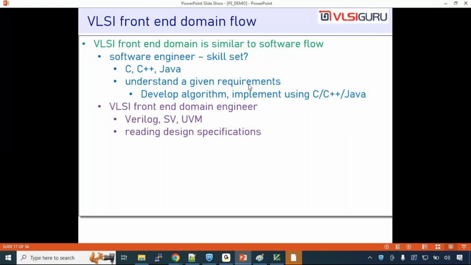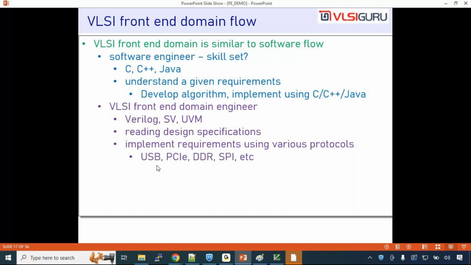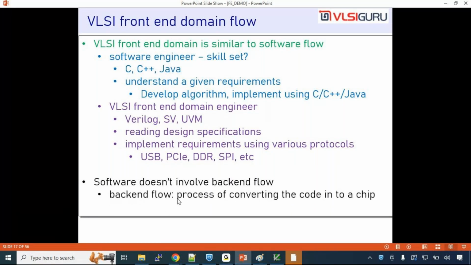In software, they understand the requirements. Here also, you read the specifications, understand the requirements, and implement them using various protocols like USB, PCI Express, DDR, SPI, different protocols. The point is, a lot of similarities are there. You should enter the front-end domain if you have some interest in programming. Software doesn't involve a back-end flow. I told you, right? In software, you don't have to manufacture a chip. The back-end flow, the process of converting the code into the chip, is called the back-end domain.